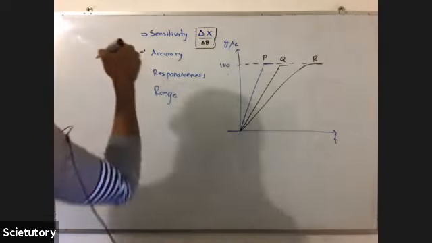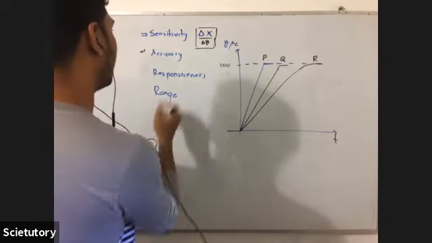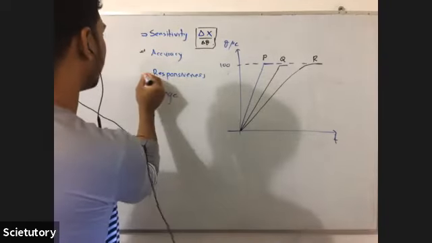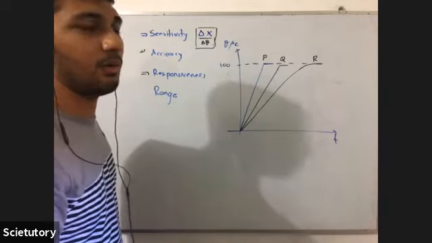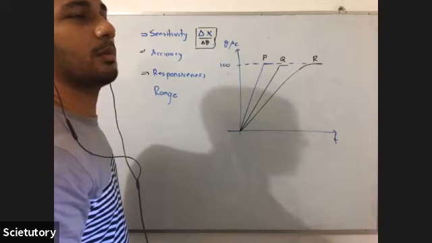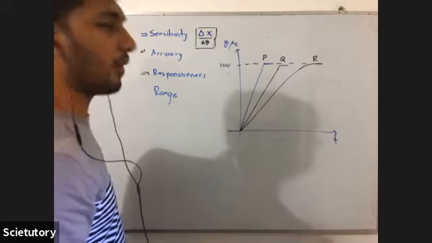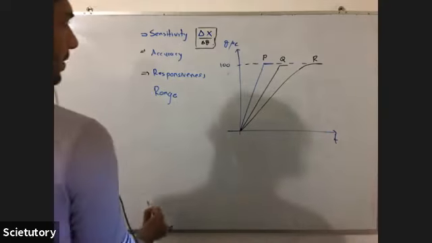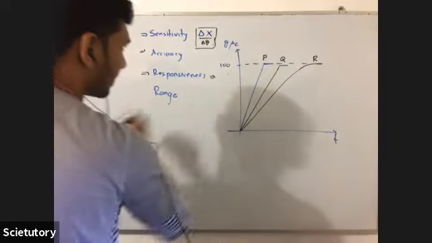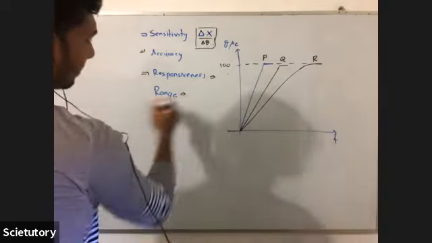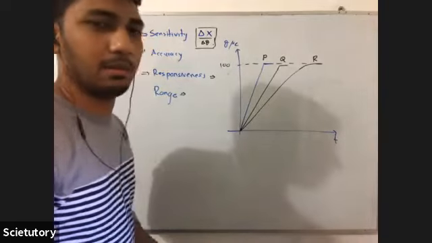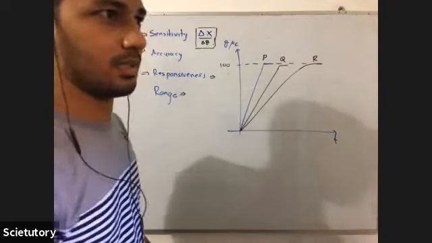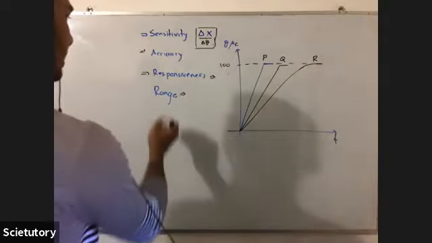Accuracy is about how correctly it reads the temperature. Responsiveness is about, can you tell me what's responsiveness? How fast it responds. Okay, how quickly it responds. And range is about the minimum and maximum temperatures that can be measured using the thermometer.